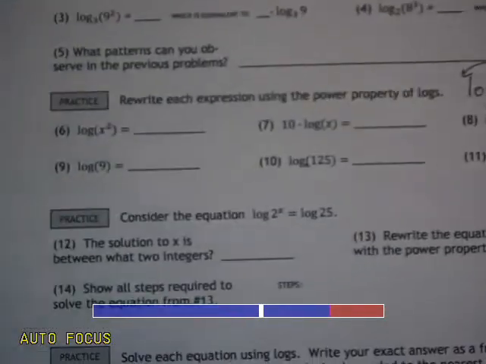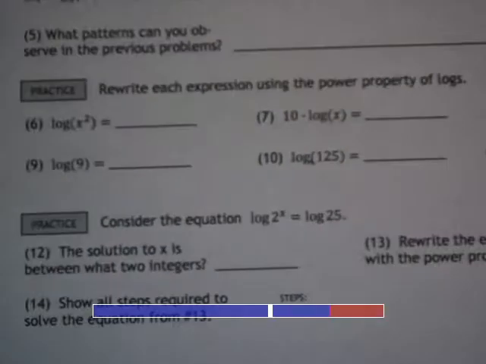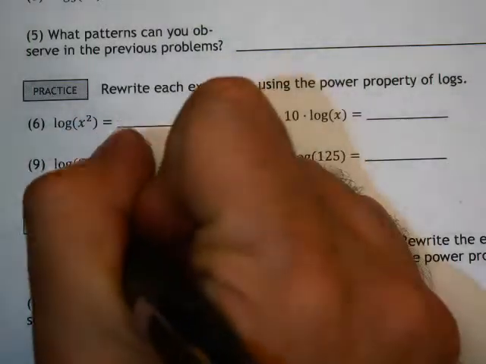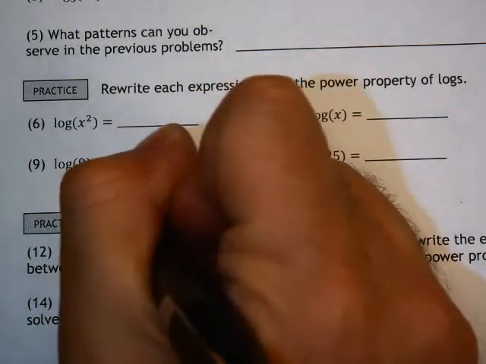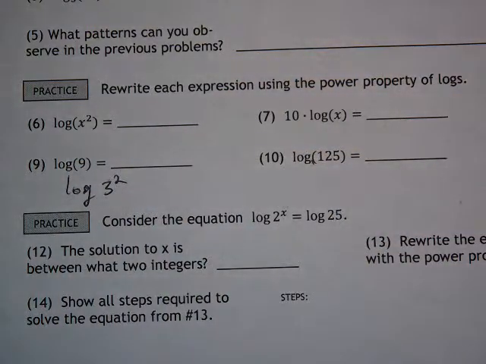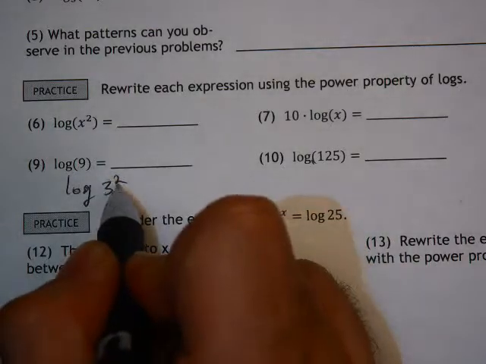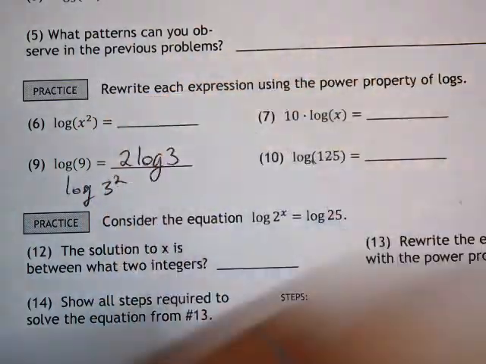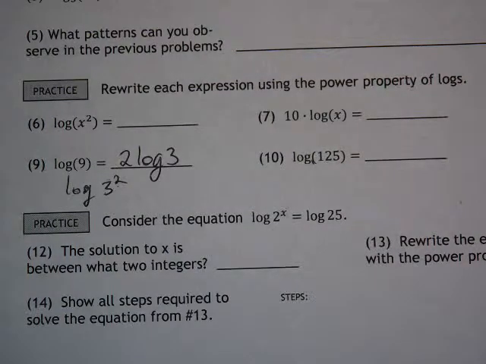So what we have to do is take that 9 and rewrite it so there is an exponent. What I mean by that is I'm going to change the base here. I'm going to change it to log of 3 squared because we know that 3 to the second is 9. And now that power property says I can take that 2 and move it out front. So it becomes 2 times the log of 3. And that's really all you have to do.